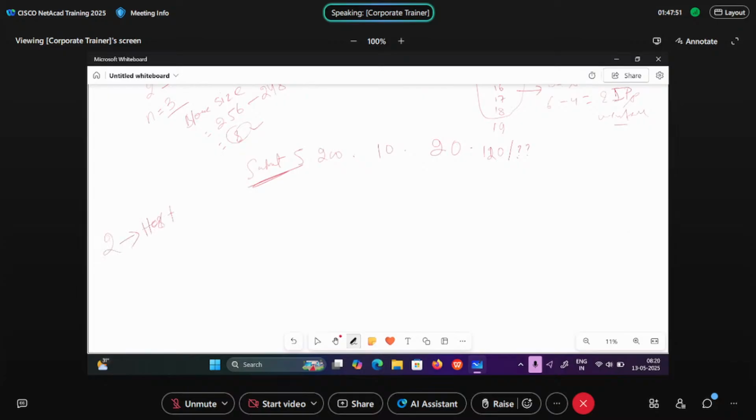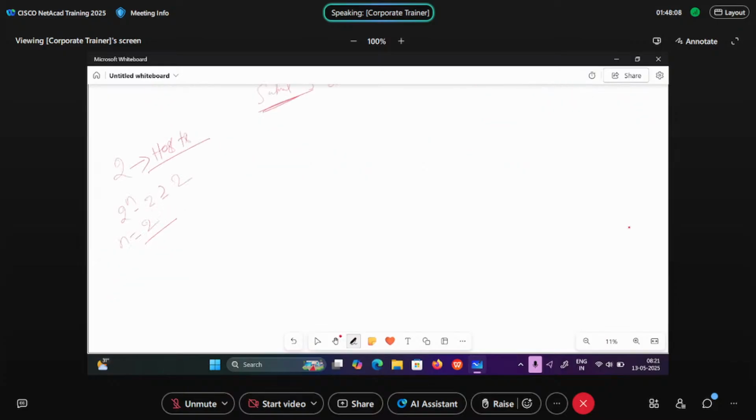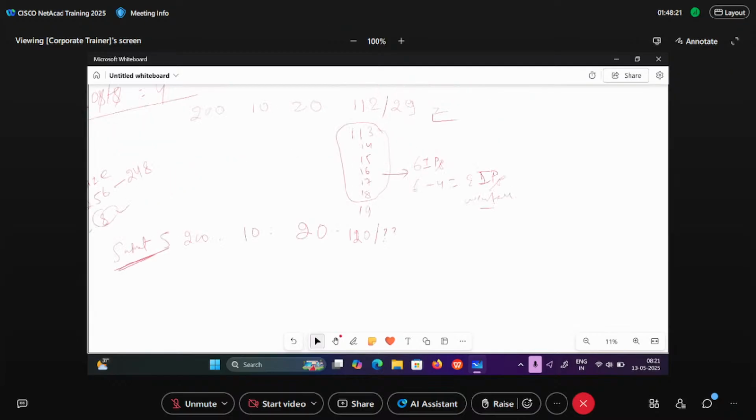Next, tell me, what came for 2 hosts? 2 raised to the power n minus 2 is greater than or equal to 2. So n equals 4, sorry, n equals 2, right? If n is 2, 2 bits are fixed as host bits. So what is the block size? 256 minus 252, so you'll get 4. Okay, so 4 you have got, and what is the CIDR value? 30. Very good. So here you will type 30, right?